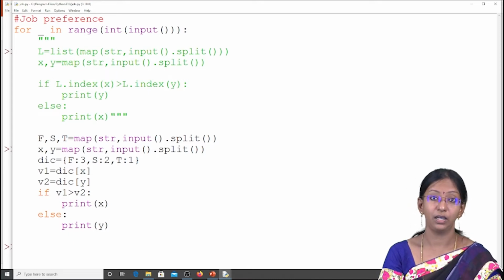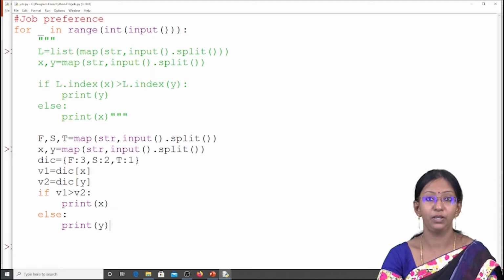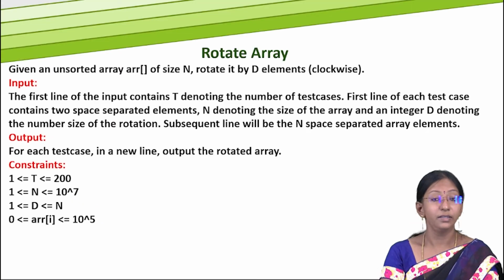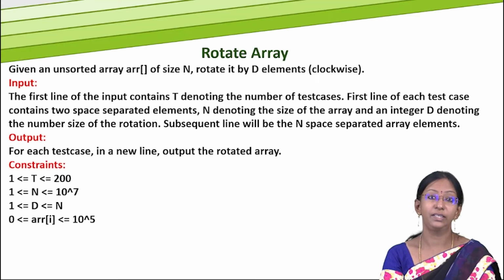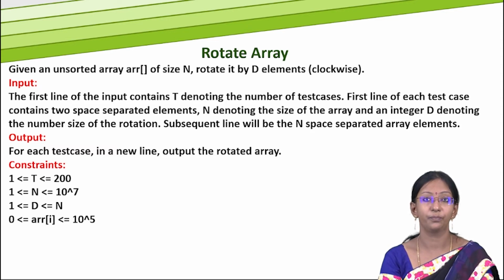Let's go for the second one. So using simple lists, I'm going to explain you the codes, guys, right? So let's go for the second question. Yes, guys, we are back. Second question is rotating an array. Rotating an array in a clockwise direction.